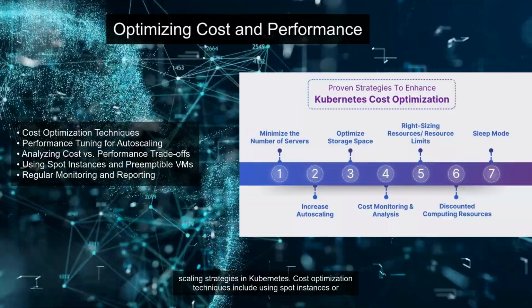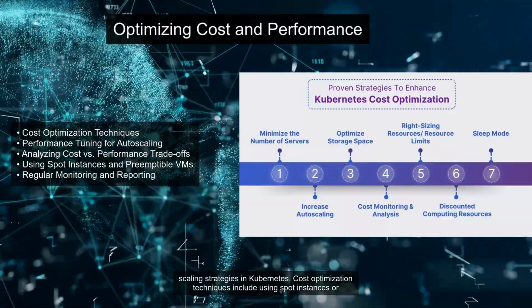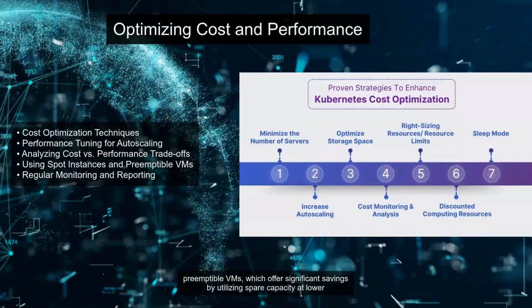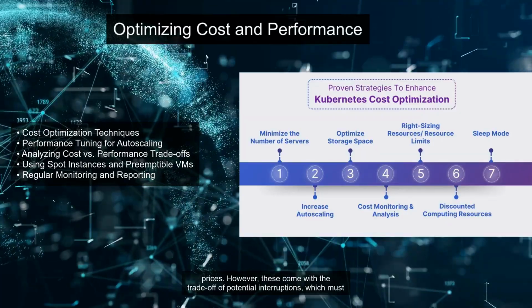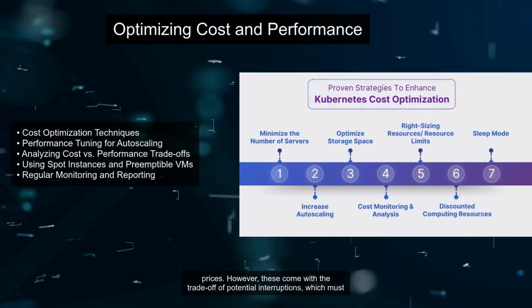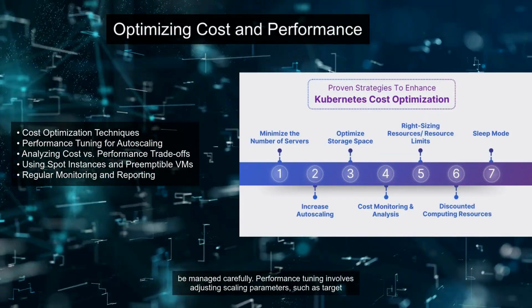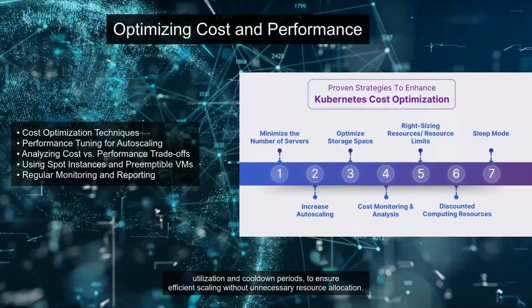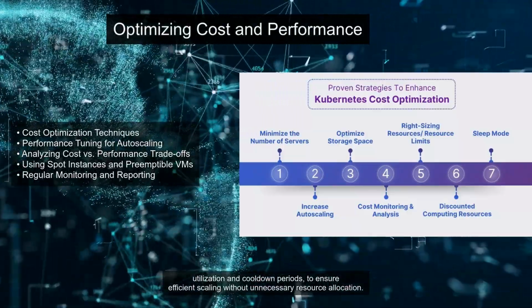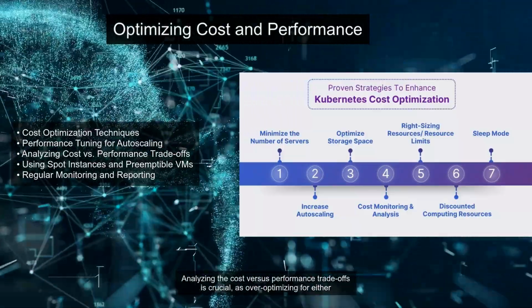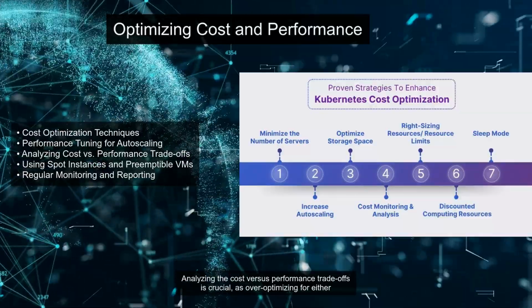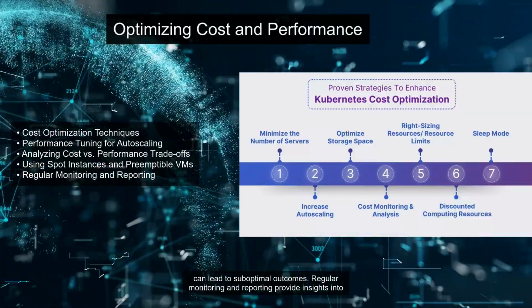Cost optimization techniques include using spot instances or preemptible VMs, which offer significant savings by utilizing spare capacity at lower prices. However, these come with the trade-off of potential interruptions, which must be managed carefully. Performance tuning involves adjusting scaling parameters, such as target utilization and cooldown periods, to ensure efficient scaling without unnecessary resource allocation. Analyzing the cost versus performance trade-offs is crucial, as over-optimizing for either can lead to suboptimal outcomes.